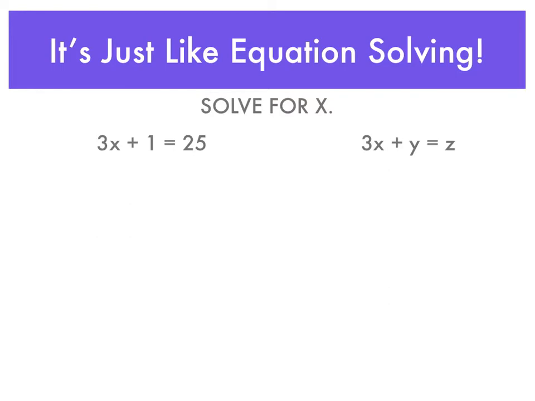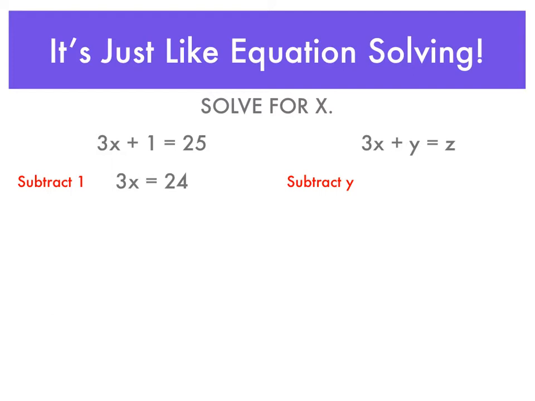So let's look at the left side. The last thing I would do is subtract 1. When I subtract that 1, I end up with 3x = 24. If you look over here, this y is attached with addition just like this 1 was attached with addition. So I'm going to do the same thing. I'm just going to subtract y.